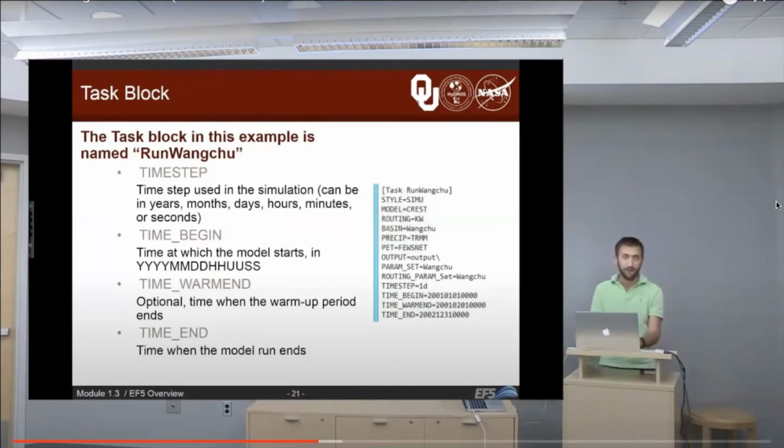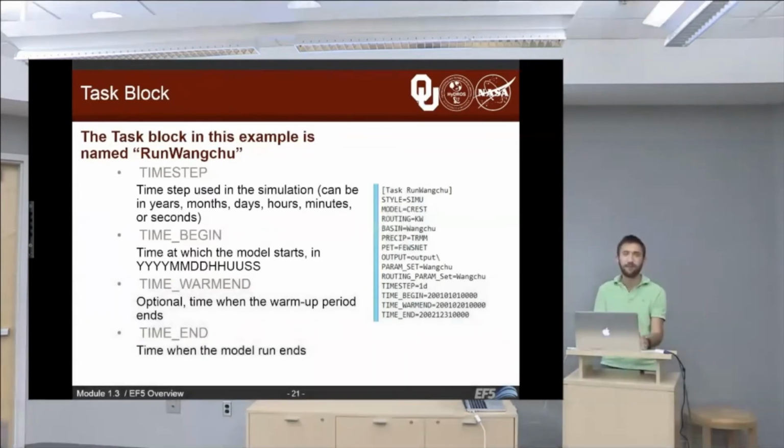Date and time codes that tell EF5 when to start the simulation and when to end the simulation. Time warm end is optional. That's the time when the warm-up period for the model ends. So everything before that time doesn't count towards you in the end. Everything after it counts as part of the actual simulation.